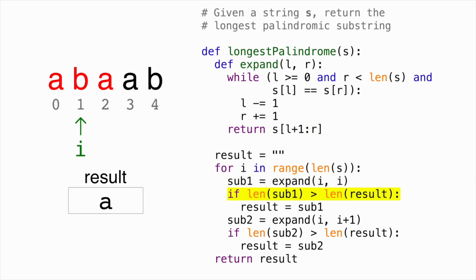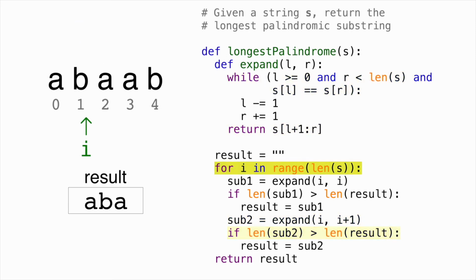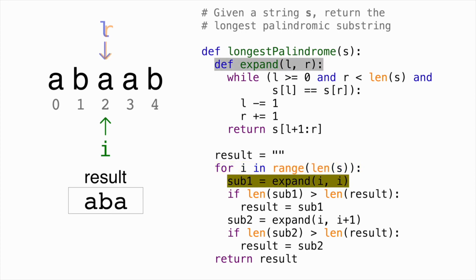The length of sub1 is 3, and the length of result is only 1, so let's update result so that it's now ABA. Then we'll try the next center between index 1 and 2. B does not equal A, so we just return immediately, again with the empty string, and skip the if block and move on. Now let's try index 2. Again, A by itself is a valid substring, but the next set of characters don't match, so we'll just return A, which isn't longer than ABA, so let's move on.